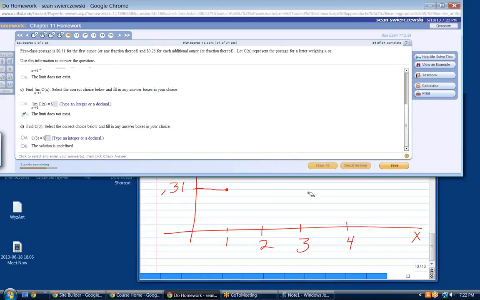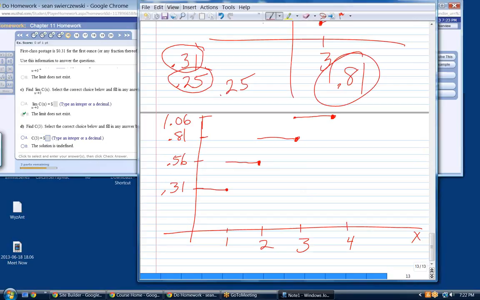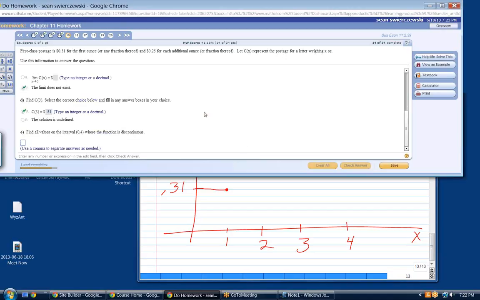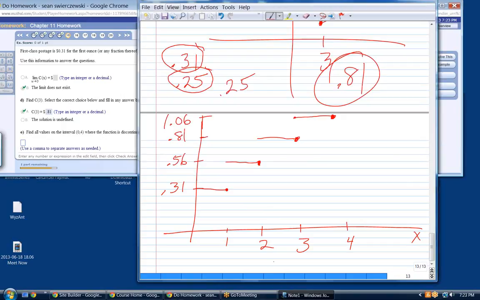And find C of 3. What is C of 3? 0.81. Mm-hmm. Find all values on the interval 0 to 4 where the function is discontinuous. That's 1, 2, 3, 4. Just 1, 2, and 3.